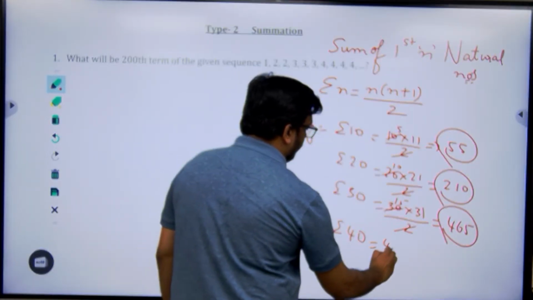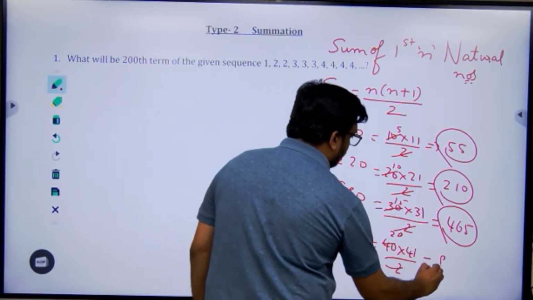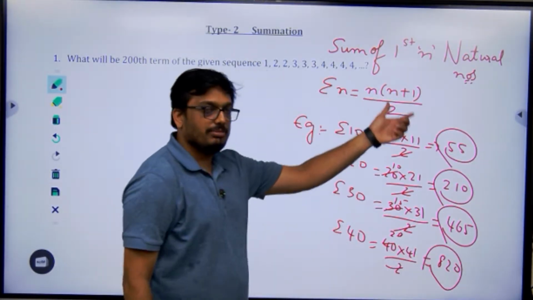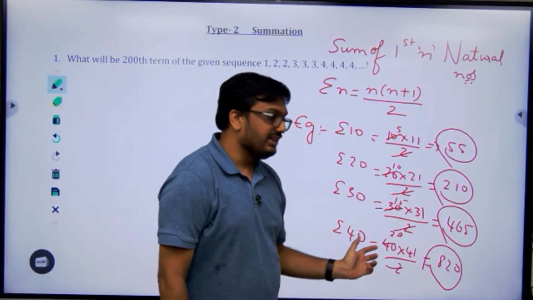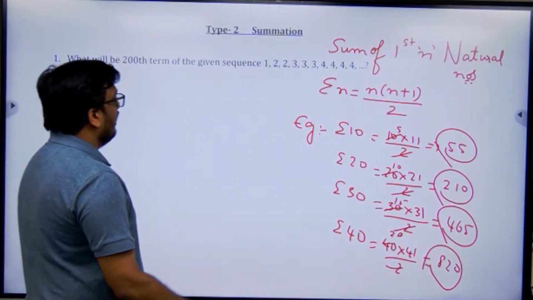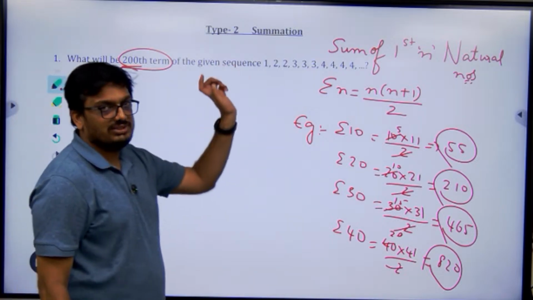Then sigma 40, that is 40 into 41 by 2, 41 2s are 82, followed by 10. Please remember: sigma 10 is 55, sigma 20 is 210, sigma 30 is 465, sigma 40 is 820. And what will be the 200th term of the given sequence?